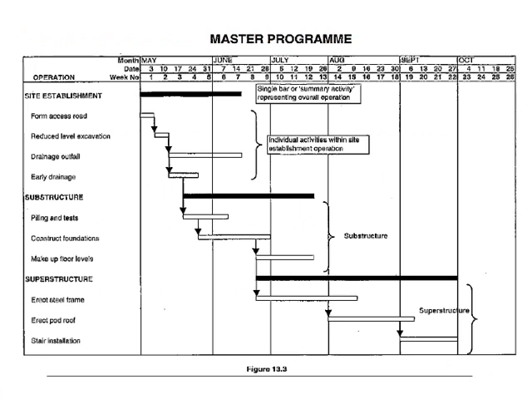Okay, so your basic master program, all of you should be familiar with by now. From this example that they included here, there is your access road, reduced levels, drainage outfall, early drainage, and so forth. So it's your site establishment that you've got there, then you've got your substructure, your superstructure. So it's a very broad program that gives you a start and an end with specific items in between when they should finish.